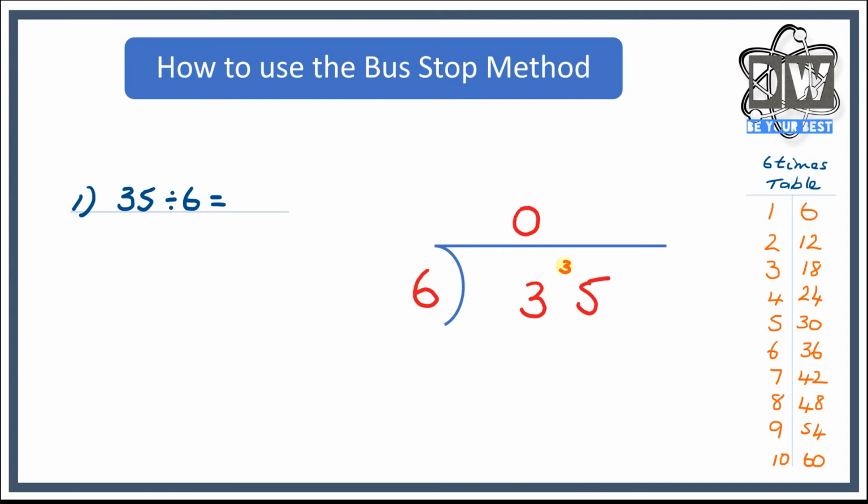So how many 6s go into 35? I look down my list and I can see that 5 6s make 30. If I go 6, it goes to 36. So that's too big. So I've got to go for 5. Put my 5 there. And I've got some remainders left, don't I? I'm at 30 and I need to be at 35. So I've got 5, remainder 5. So my answer would be 5, remainder 5.